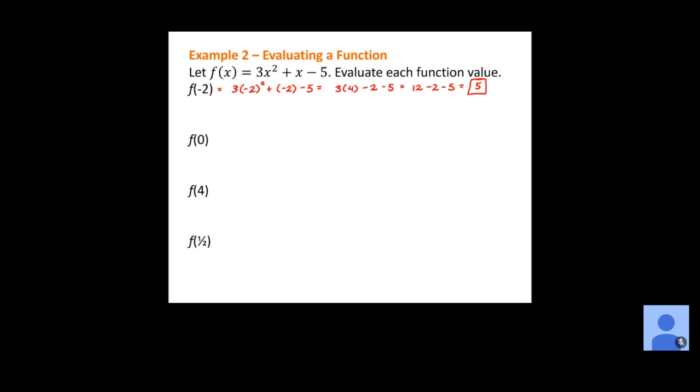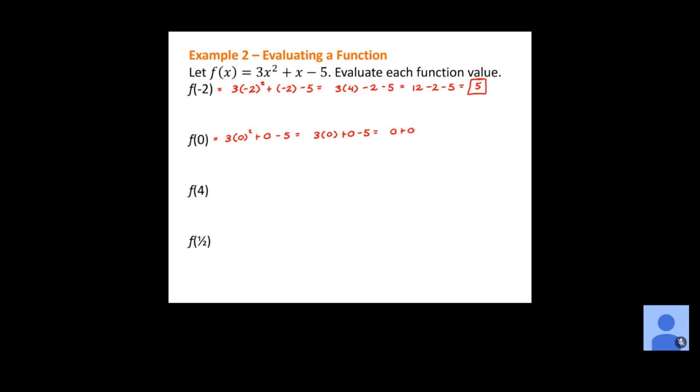We're going to do the same thing with each of these other ones. For f of 0, we're plugging in 0 for x. So we'll have 3 times 0 squared plus 0 minus 5. Again, follow your order of operations. 0 squared is going to give us 0. So now we have 3 times 0 plus 0 minus 5. Next would be multiplication. So 3 times 0 is 0.